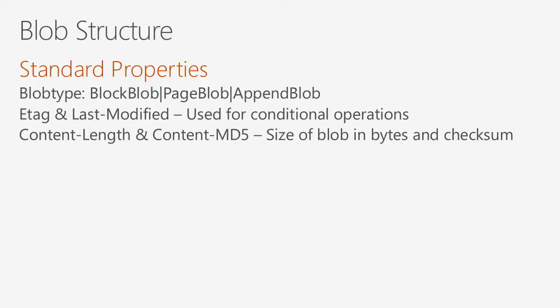So what's in a blob? A blob has a few standard properties, including what type of blob it is, e-tags and last modified date, so you can tell when the blob was last changed. And then the content length, and then the content MD5, so as you download a blob, you can validate that the data you have is the same as the data that was stored.